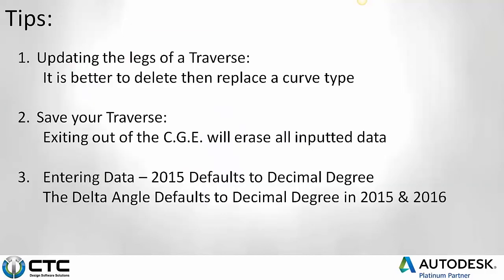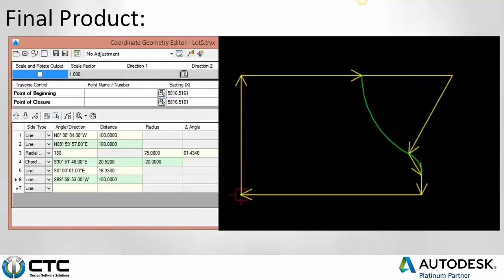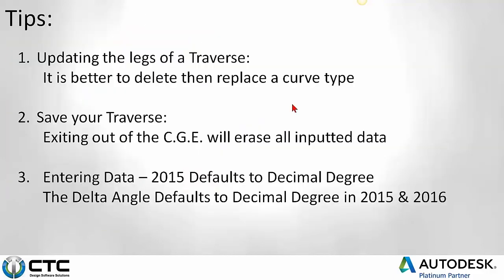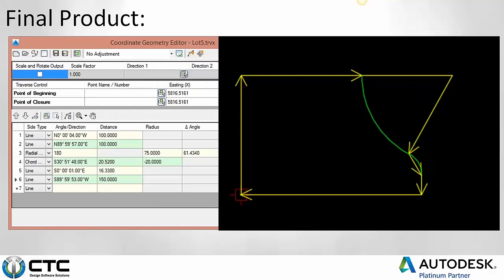Save your traverse. Exiting out of the coordinate geometry editor will actually erase all your input. And so if I close out of this, whoops, and open it back up, everything in that legs will be gone. So what I need to do is I actually need to come in and I need to say save. And what this will do is it will save a TRV file, and at any point I can say open, and I can open up a TRV file.